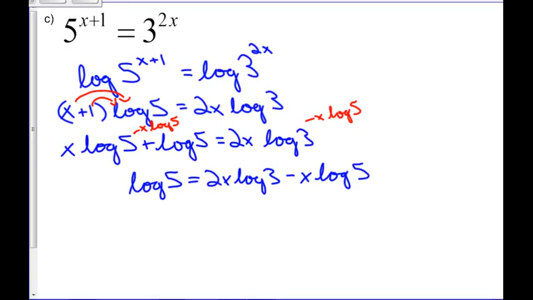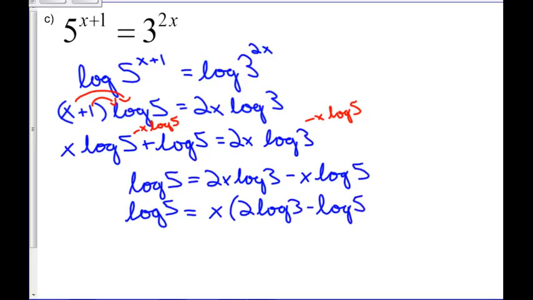Still doesn't seem that helpful. But both the terms on the right have a common factor. They have a factor of x, and you want to pull that out. So we'll have x bracket 2 log 3 minus log 5. This is what's going to help us isolate x. And now you can see that if you want x on its own, I just divide both sides by 2 log 3 minus log 5.